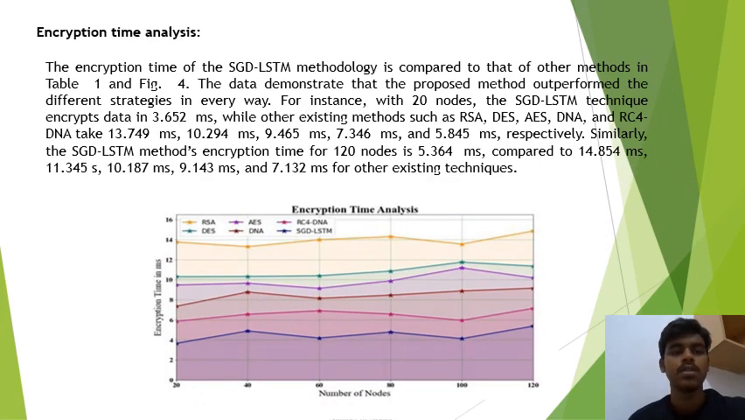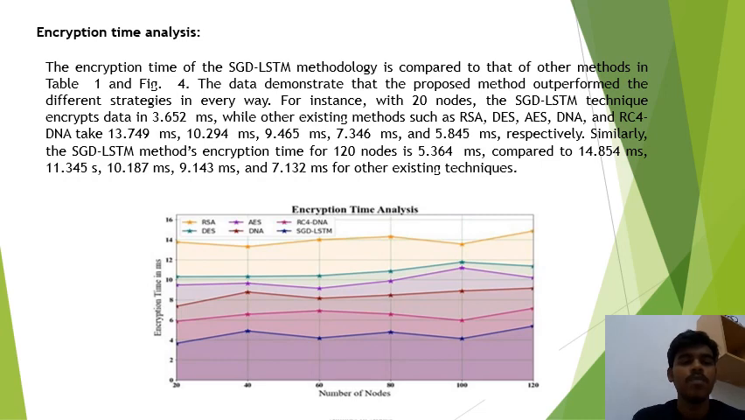Now the encryption time analysis. The encryption time of the SGD LSTM method is compared to that of other methods. The data demonstrate that the proposed method outperforms the other strategies in every way. For instance, with 20 nodes, the SGD LSTM encrypts in 3.652 milliseconds, while other existing systems like RSA, DES, AES, DNA, and RC4 DNA take 13.749, 10.294, 9.465, 7.346, and 5.845 milliseconds respectively.